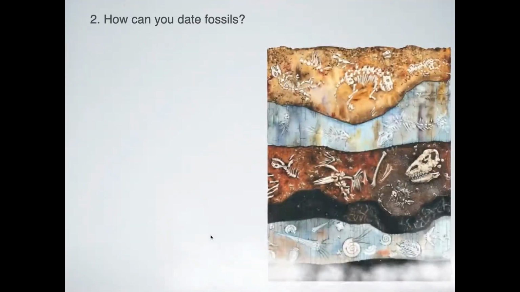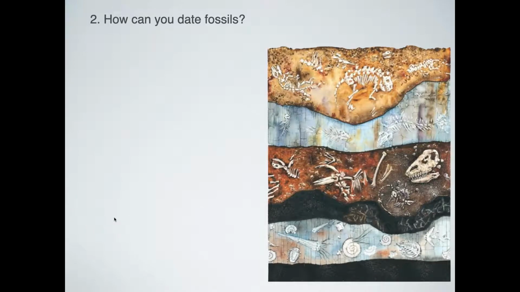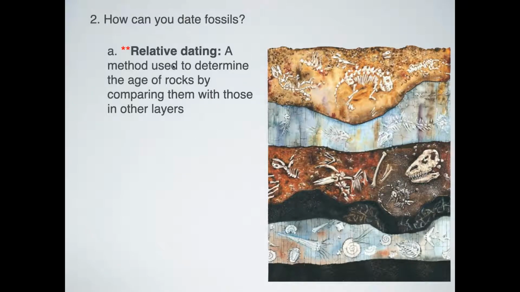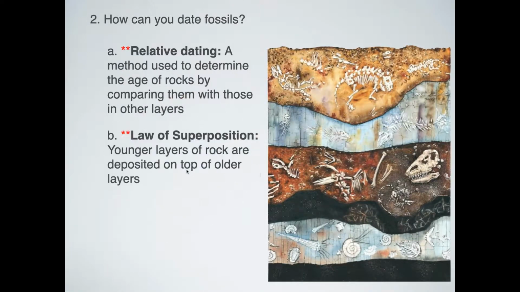So how can we date fossils? Well, there are many different methods. The easiest one is relative dating, which is just comparing organisms in the rock layers themselves. If we know the age of this rock and we know the age of this rock, we can estimate the age of the rock in between. That's called relative dating because you're literally comparing your rock layer relative to two other rock layers. And the law of superposition says that younger rock layers are deposited on top of older rock layers. So the further down we go, the older the fossils should get.